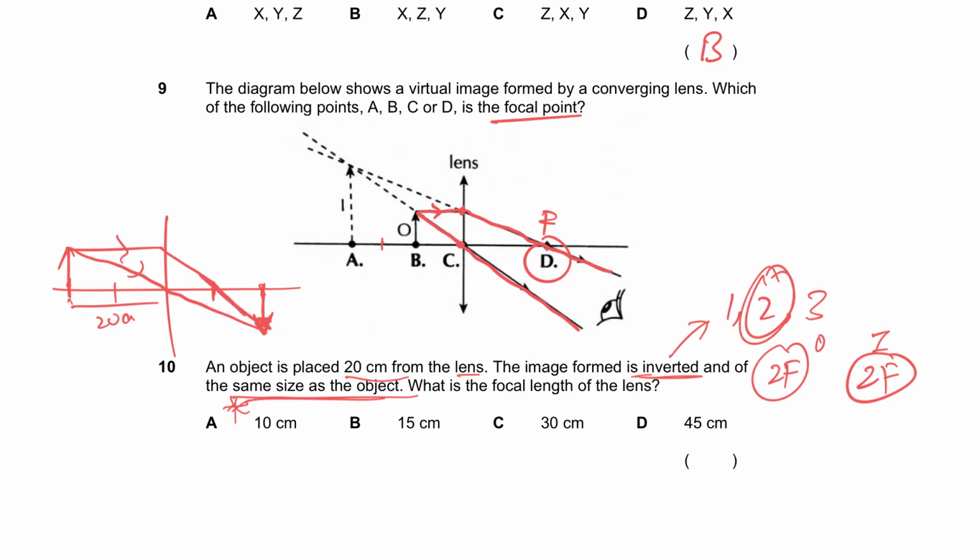But don't be tricked, 20 is not the focal length, it's 2 times the focal length. This is F and this is 2F, so it's 2 times the focal length. So if they ask you what's the focal length, you take 20 divided by 2, and that will be 10 cm. The answer is A.